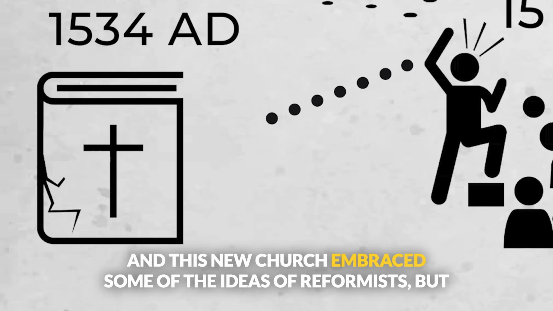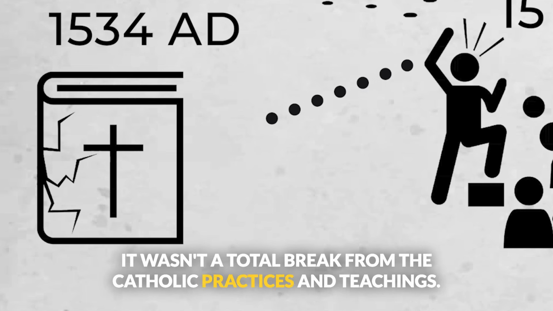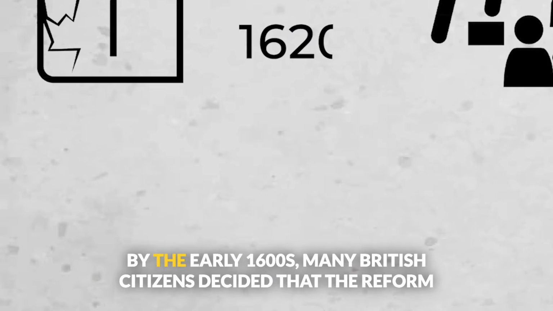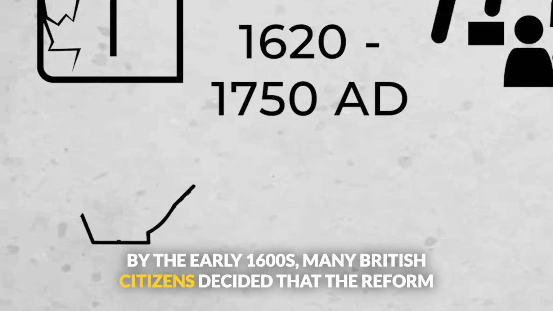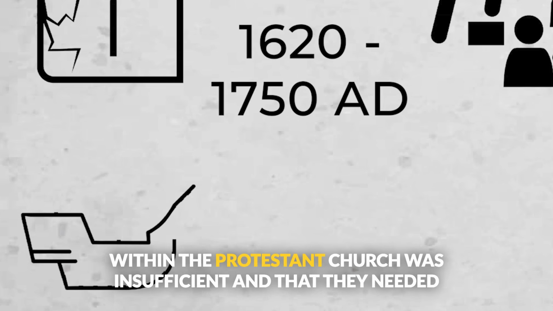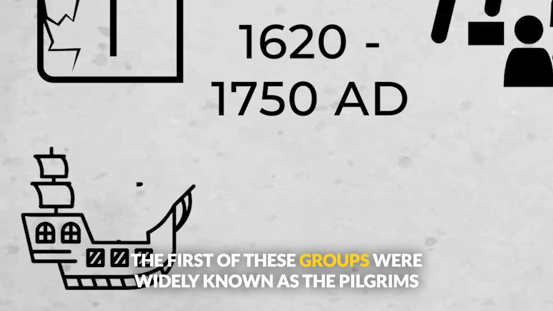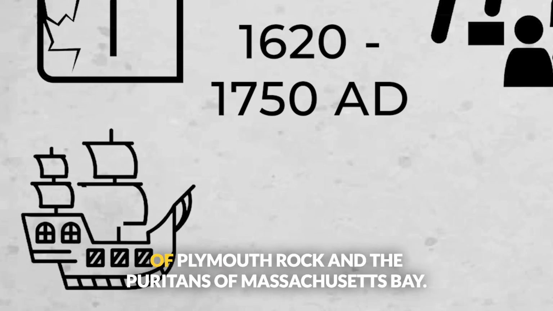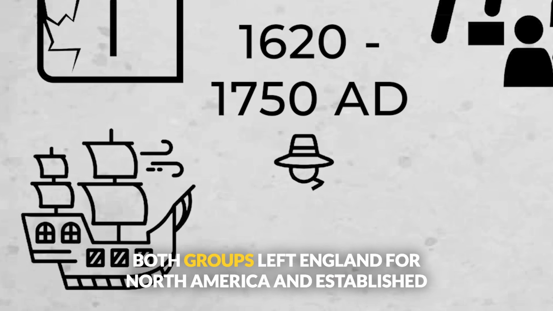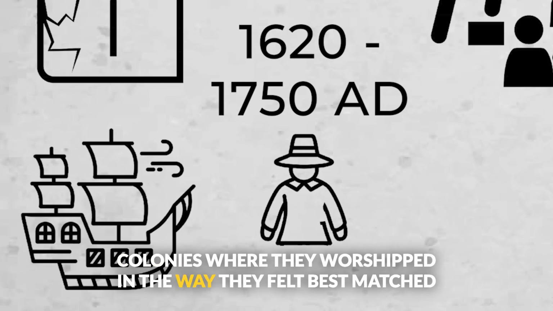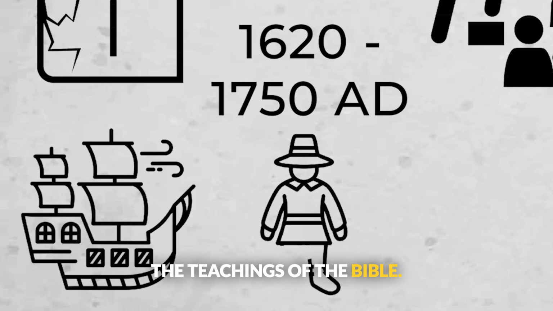And this new church embraced some of the ideas of reformists, but it wasn't a total break from the Catholic practices and teachings. By the early 1600s, many British citizens decided that the reform within the Protestant church was insufficient and that they needed to separate themselves from it. The first of these groups were widely known as the Pilgrims of Plymouth Rock and the Puritans of Massachusetts Bay. Both groups left England for North America and established colonies where they worshipped in the way they felt best matched the teachings of the Bible.